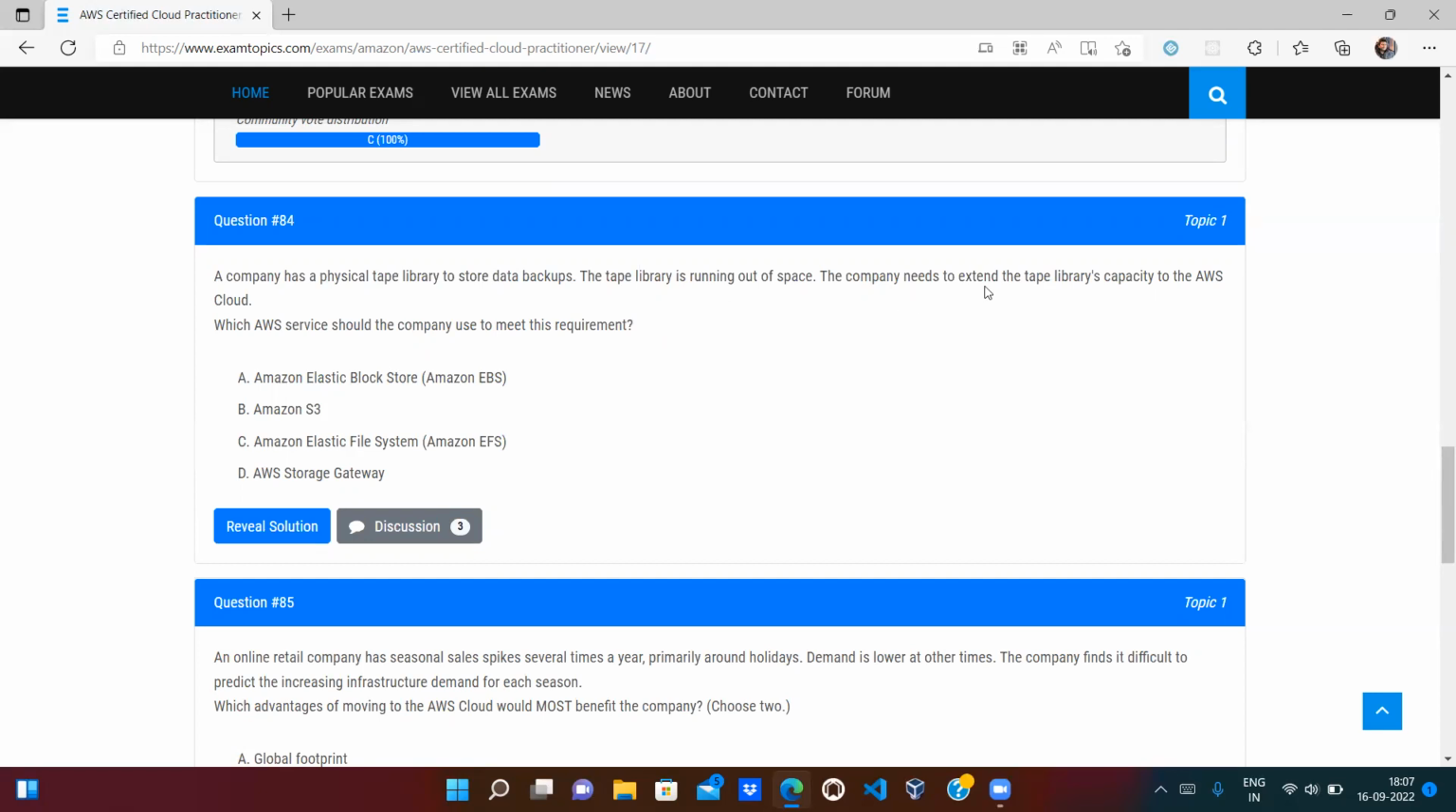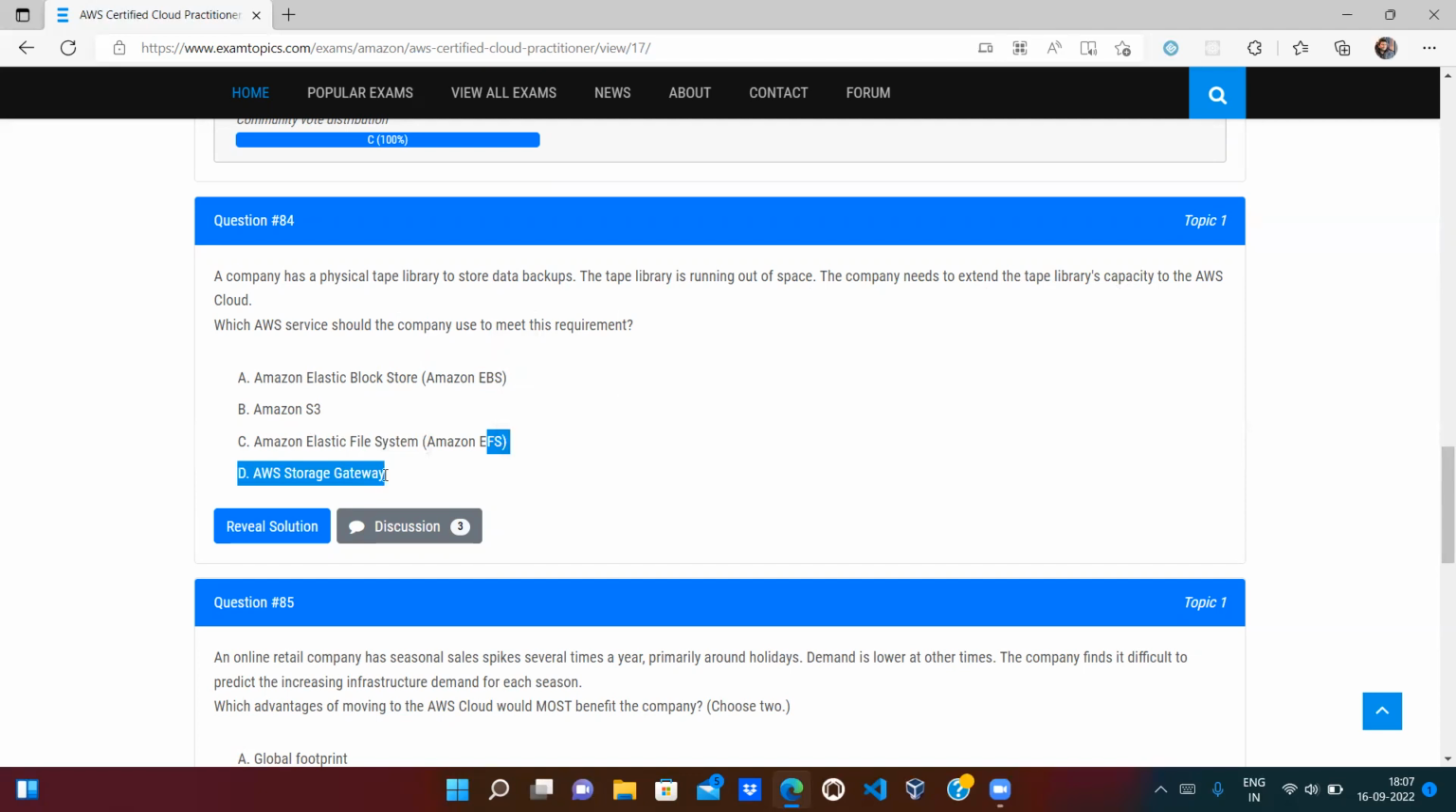Basically, they can extend the tape library capacity. Which service would do this? Is it EBS? Can they use Elastic Block Store? S3? No. File system? No, file system is not for tape. So for tape, either it's EBS or they can go with Storage Gateway.